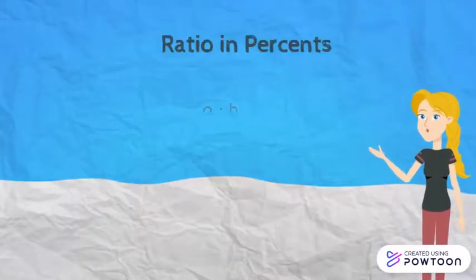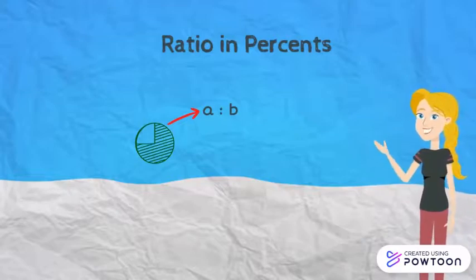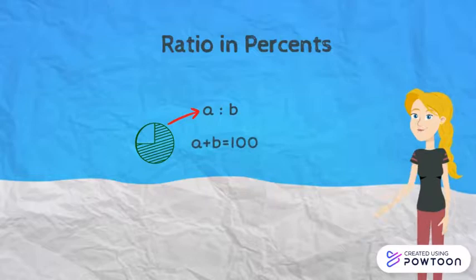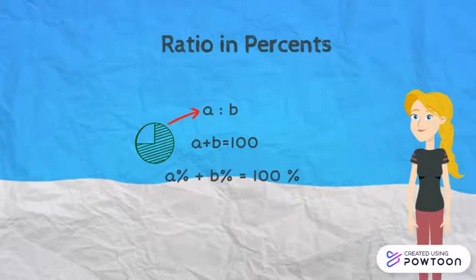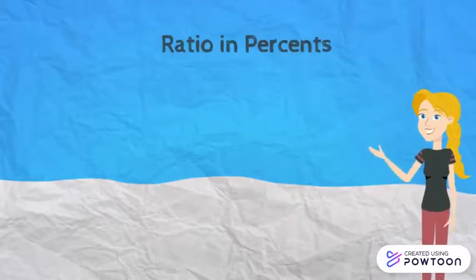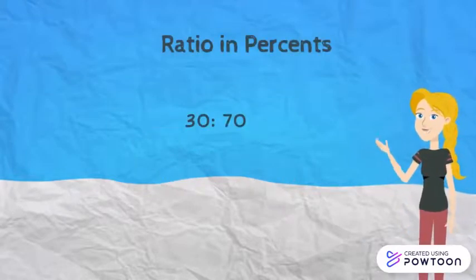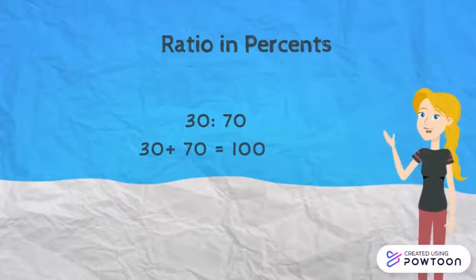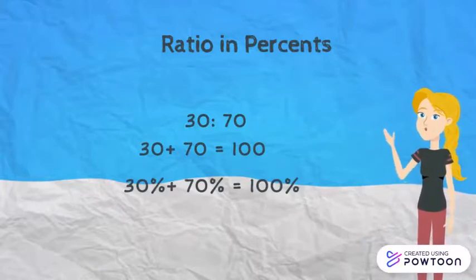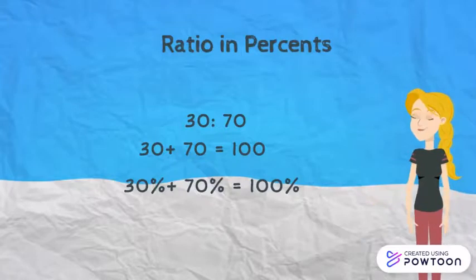A is to B is a ratio, like 1:3 or any other ratio. If we have a ratio in which when you add A and B, you get the sum as 100, we can write it in percent form. For example, 30 is to 70. 30 plus 70 is equal to 100. So 30% plus 70% is equal to 100%.